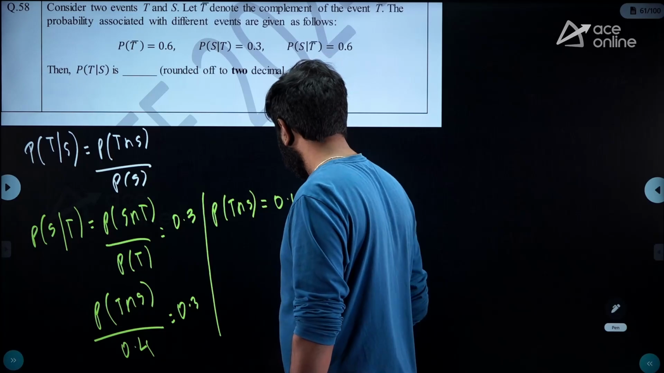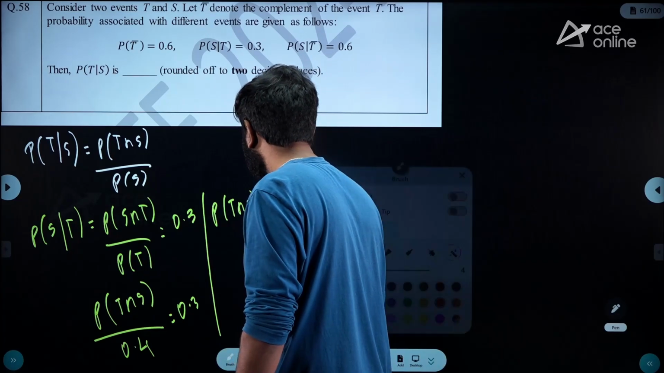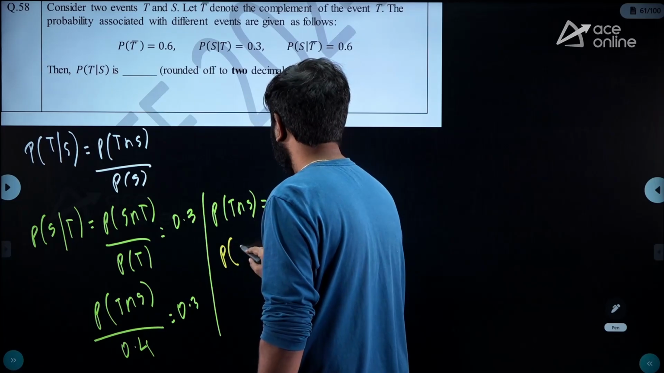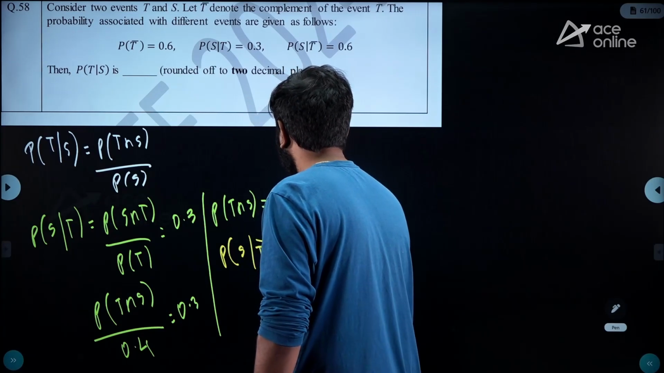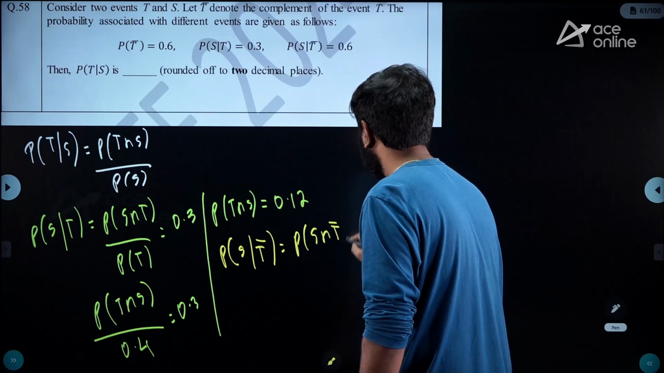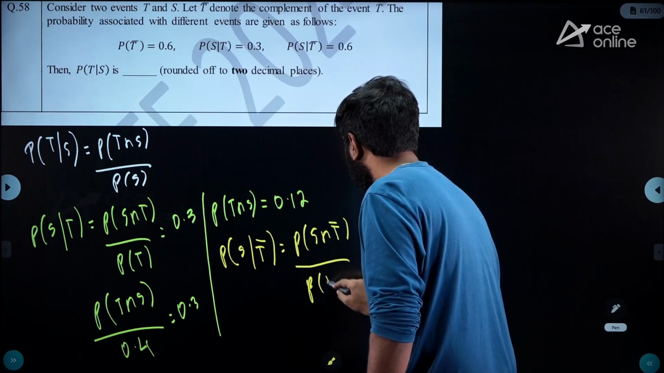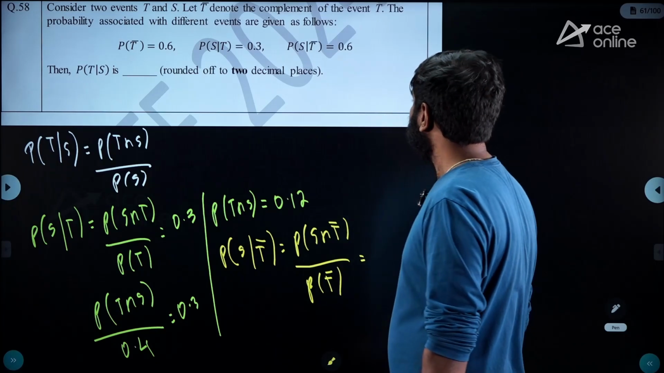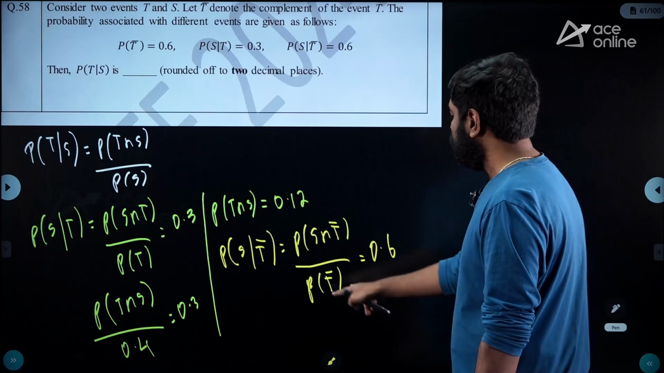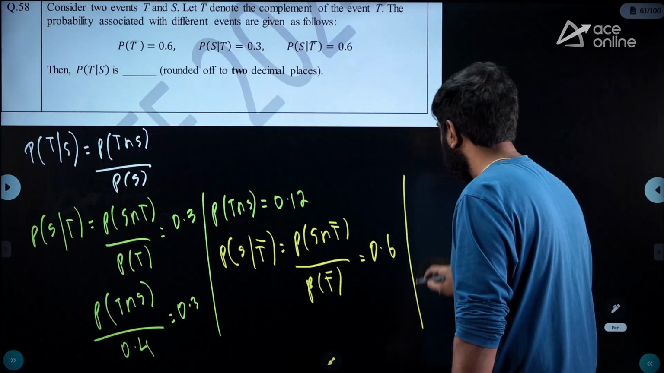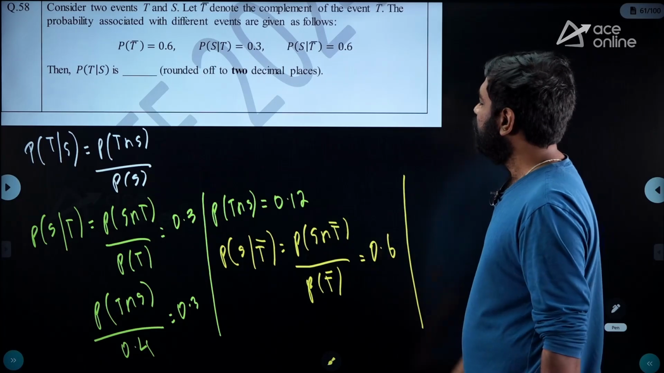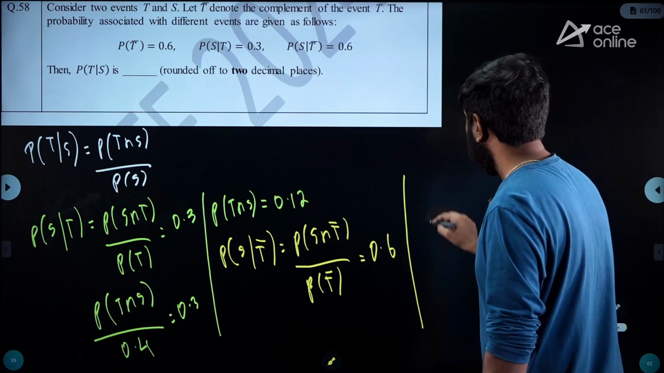They gave another piece of information. So please look at what the other information is, students. The other information is P of S given T complement, which is probability of S intersection T complement by probability of T complement. And how much is this given as? It is given as 0.6. Do you know the denominator probability? Yes, we know. Do you know how to write the numerator? Yes, I know.